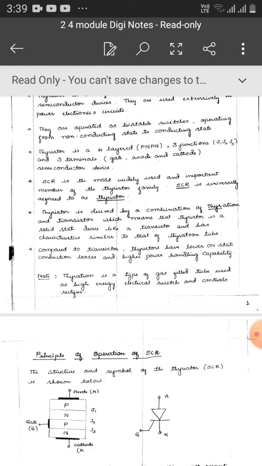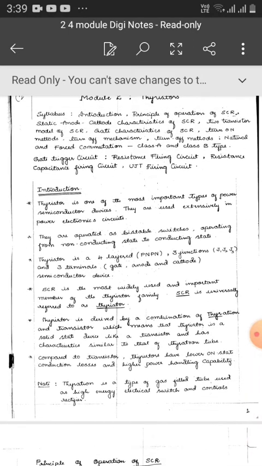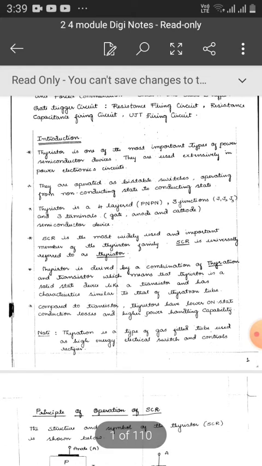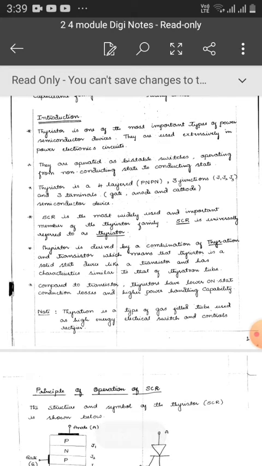SCR is one of the most important types of power semiconductor device. They are used extensively in power electronic circuits. SCR or thyristor is a 4-layer, 3 junction and 3 terminal semiconductor device. It has 4 alternate PN layers, 3 junctions J1, J2, J3, and 3 terminals: gate, anode and cathode. SCR is the most widely used and important member of the thyristor family. SCR is universally referred to as thyristor.